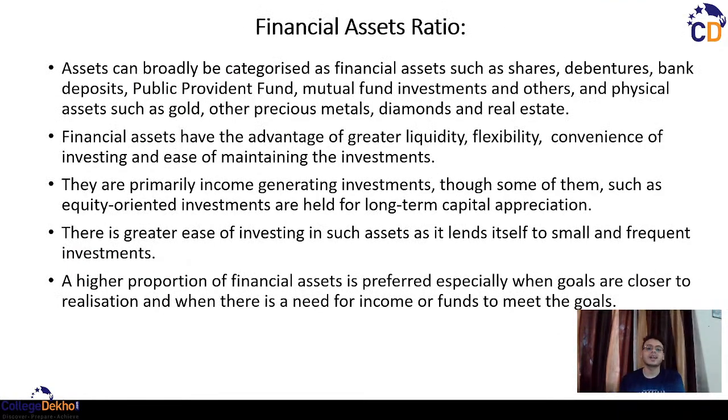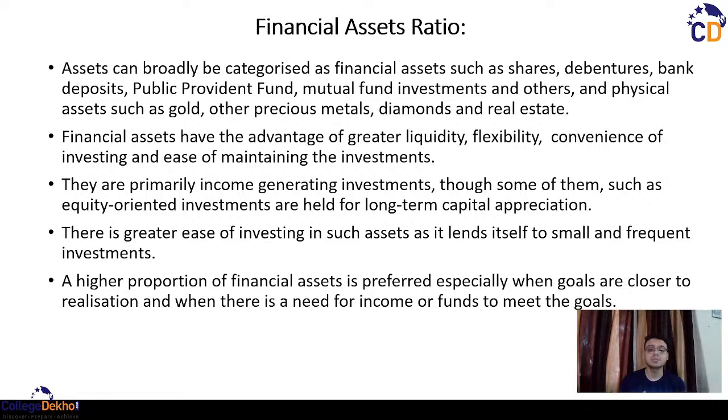When they talk about the financial assets ratio, the assets can broadly be categorized as financial assets. You have your shares, debentures, bank deposits, public provident fund, mutual fund investments and others. And physical assets: you have gold, precious metals, diamonds, real estate. All these are kinds of assets which can give you a certain return, which is not guaranteed, but which can give you.